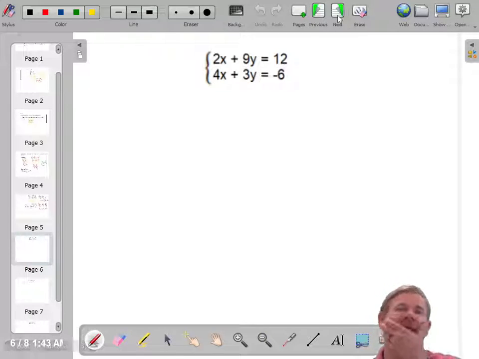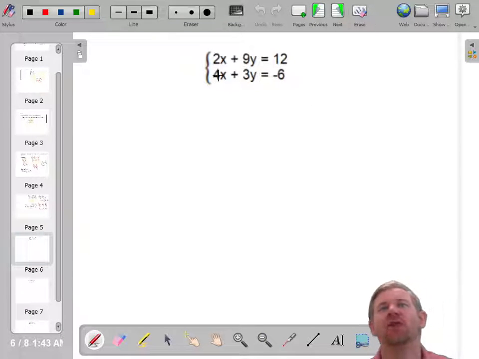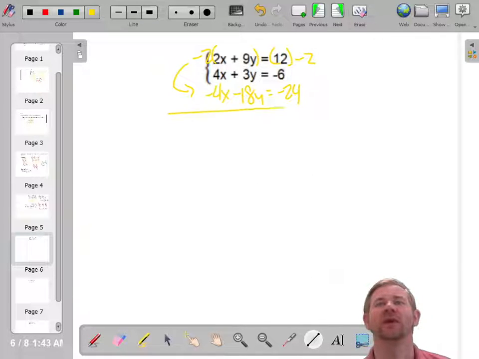All right, let's see. 2 goes into 4 and 3 goes into 9, so it doesn't really matter how you do this. I'm going to make that a negative 4, and the way I'm going to do that is multiply everything by negative 2. So I'll write that underneath. Now it's negative 2 times 2 is negative 4. Negative 2 times 9 is negative 18. And negative 2 times 12 is negative 24.